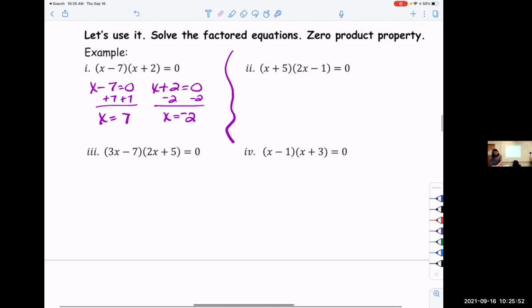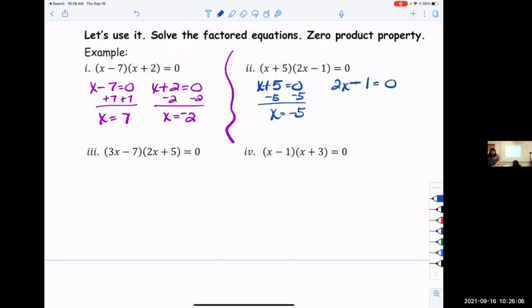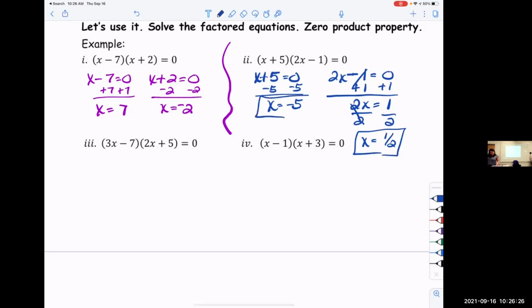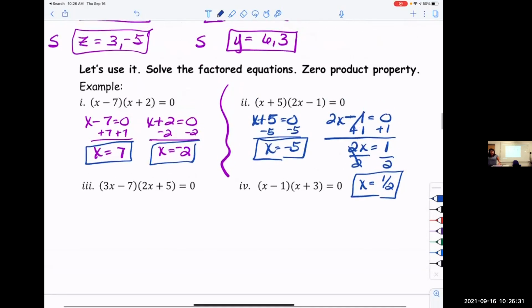All right, so over here, when there's a fraction, same thing, but there's just a little bit more work. So -5, -5. But over here, it's 2 steps. So it's +1, which is 2x = 1. And now divide by 2. So x = 1/2. So that's the long way. That's the actual math. I'm just teaching you the lazy way, which I'm okay with either.